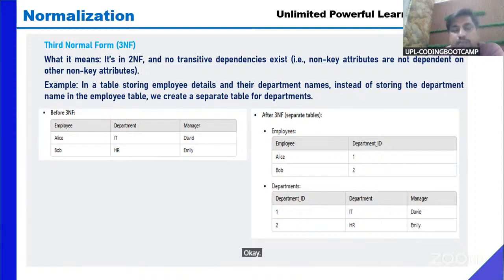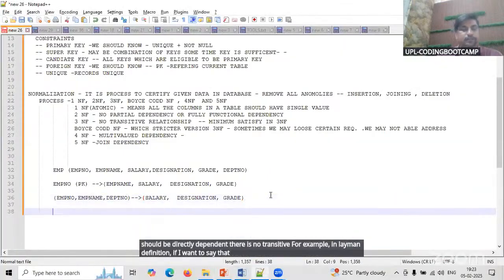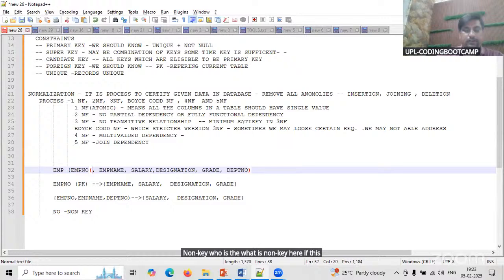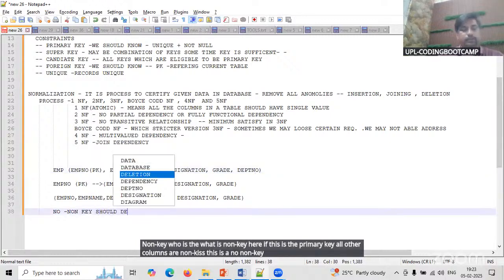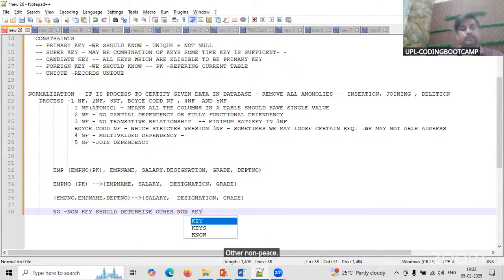A implies B, B implies C, and C implies A. That is not right actually. So it should be directly dependent. There are no transitive determinants. For example, in a layman's definition, no non-key should determine other non-keys. What is a non-key here? If this is a primary key, all other columns are non-keys. So no non-key should determine the other non-keys.